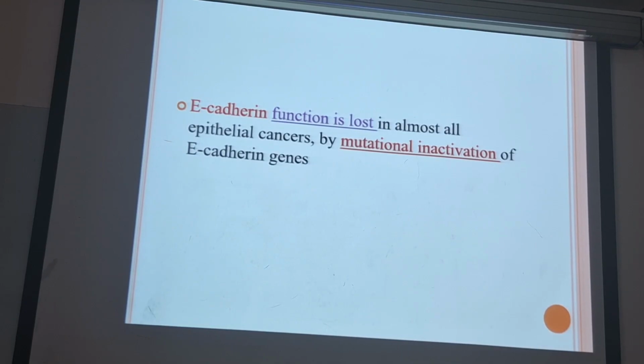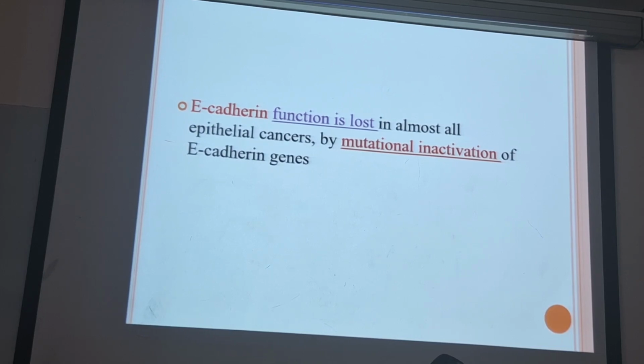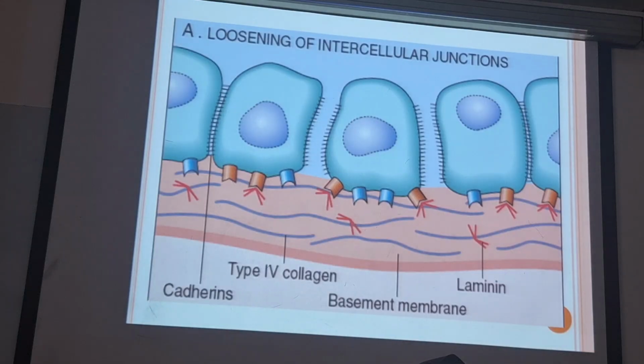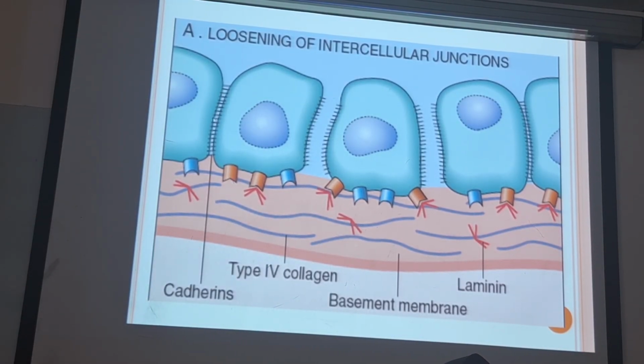So in the epithelial tumors, we have loss of normal function of E-cadherin. Because of some mutation, the function of E-cadherin is lost. In this picture, you can see what are these black lines? E-cadherin. We said that these are like glue between epithelial cells. This is mutated.